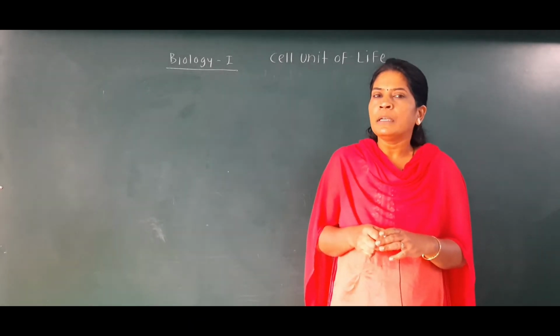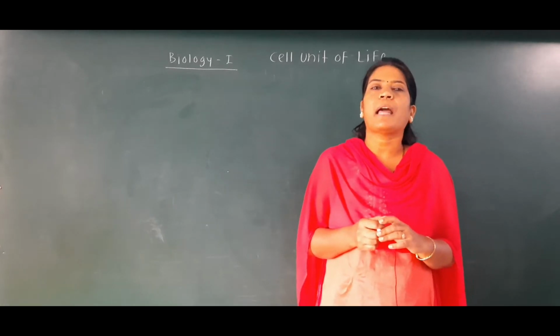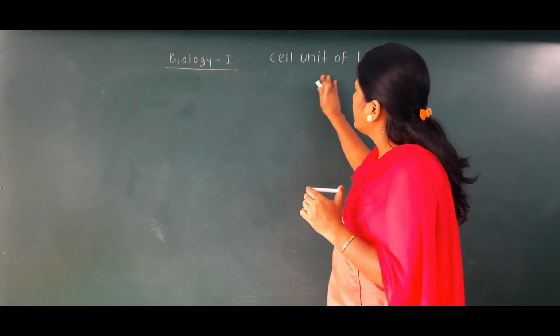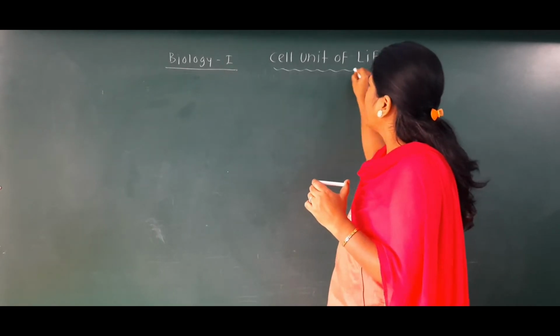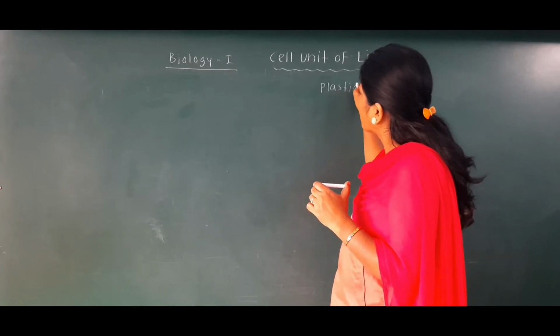And now we will discuss the next cell organelle, the plastid, which is another important cell organelle from this topic, and the name of that cell organelle is the plastids.